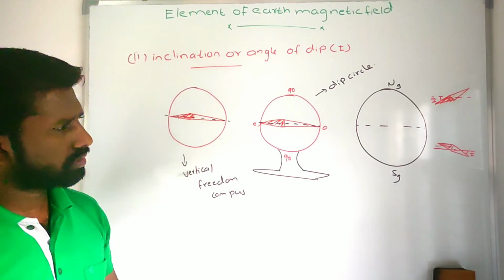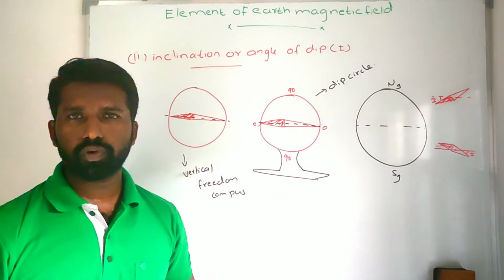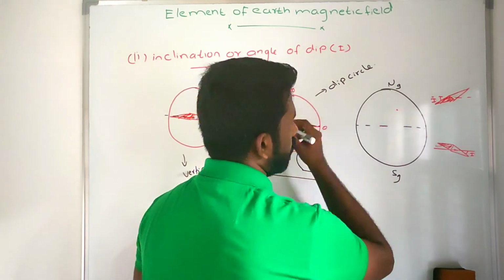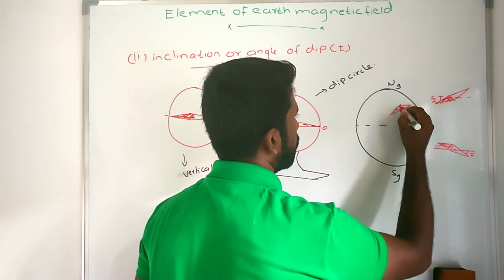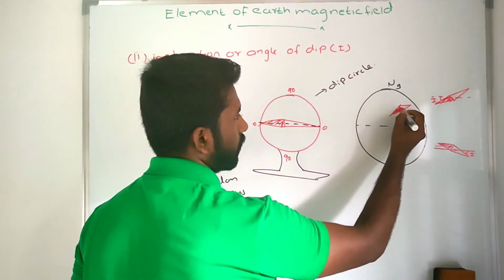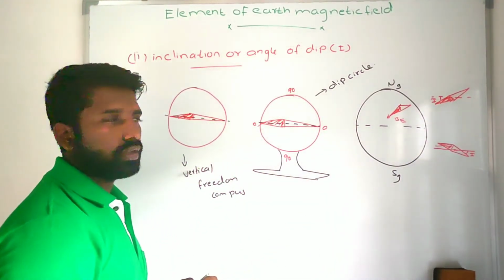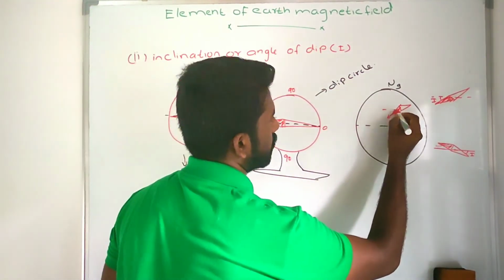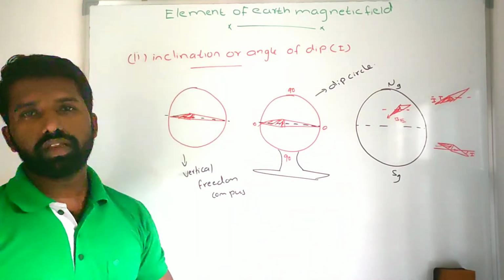This vertical freedom compass gives the total magnetic field at a particular point. So if I keep this vertical freedom compass at this place, it will show the total magnetic field direction at this point. If I place it here, I will get the total magnetic field direction like this. I will get B. Then this total magnetic field is making an angle with the surface, or we can say with the horizontal. This angle is the inclination.